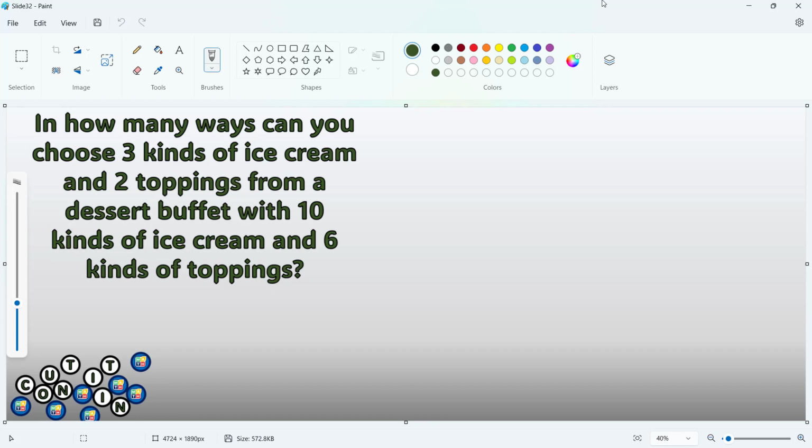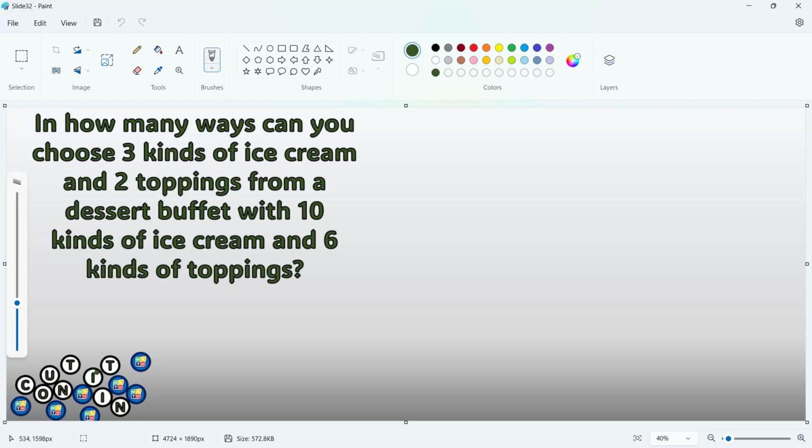However, it's very important for us to know here that we are not just picking 5 different objects from 16. That's the 3 kinds of ice cream and 2 toppings from 10 kinds of ice cream and 6 toppings, but we are specifically picking a certain number. This is a specific type of combination because we are to dig deeper on the product of their combinations.